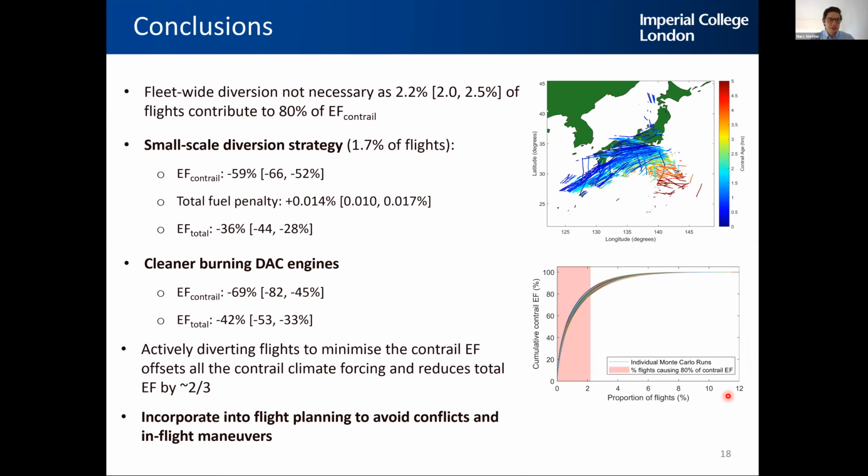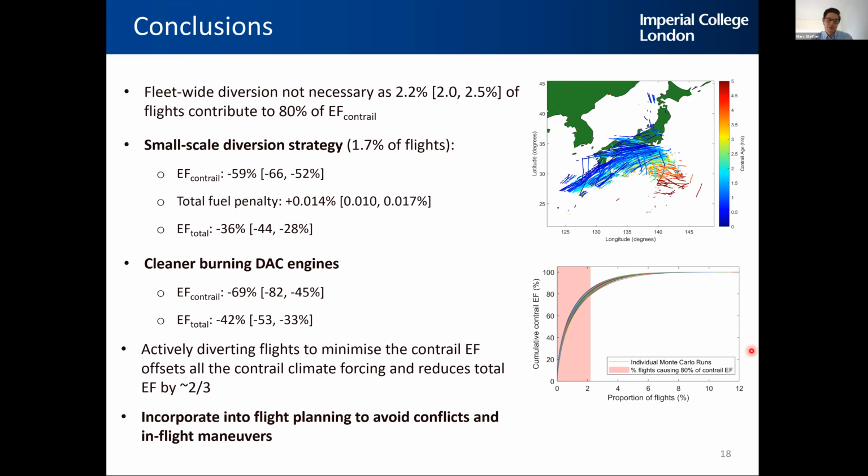So to conclude, a fleet-wide diversion strategy is not necessary, as 2.2% of flights contribute 80% of the contrail energy forcing. Small-scale diversion of flights could reduce the total energy forcing of aviation for this domain by 36%. Actively diverting flights to minimize contrails could offset the total climate forcing by about 2/3.